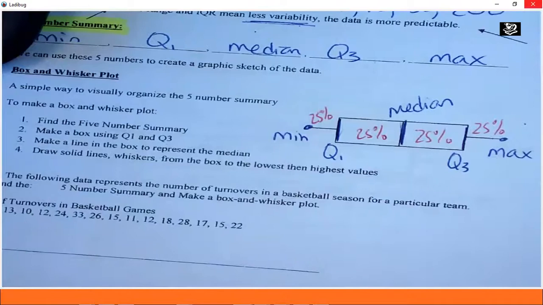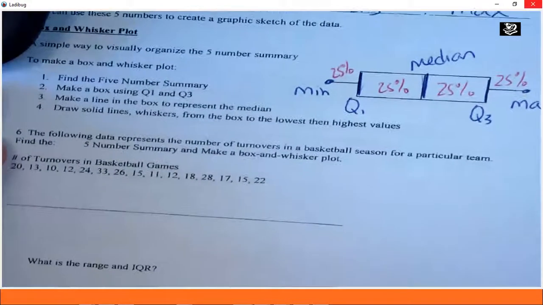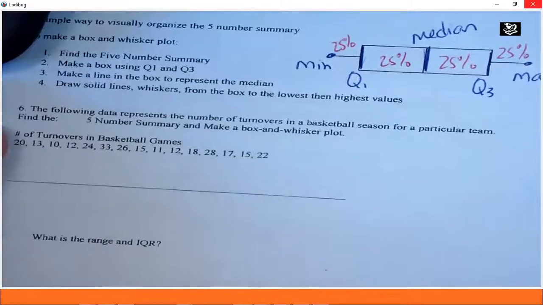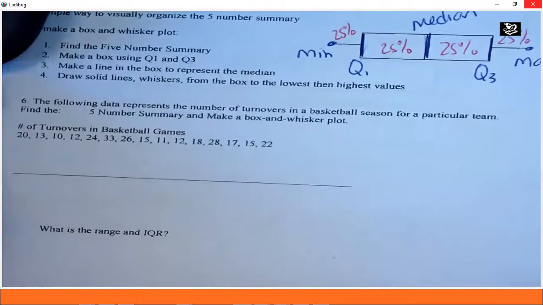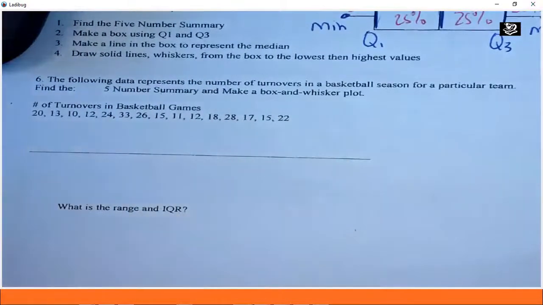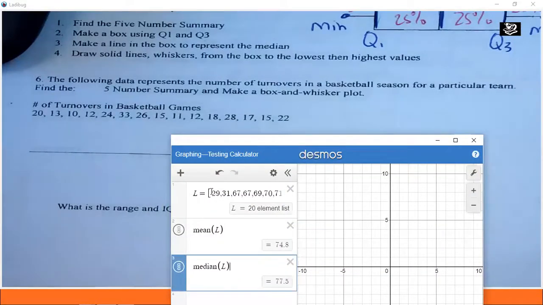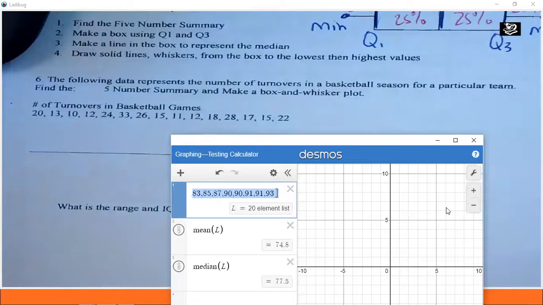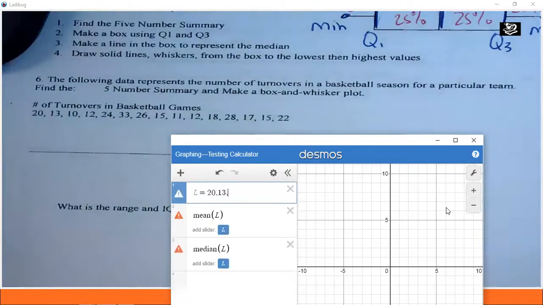All right, number 6, the following data represents the number of turnovers in a basketball season for a particular team. Find the 5-number summary and make a box and whisker plot. What is the range and IQR? All right, we're going to use Desmos to help us with this one. So up here for your L, your list, Jordan, go to Desmos. You're typing in 20, 13, 10, 12, 24, 33, 26, 15, 11, 12, 18, 28, 17, 15, 22.